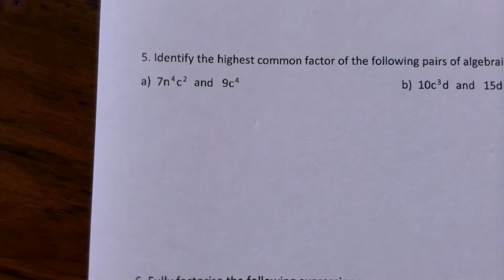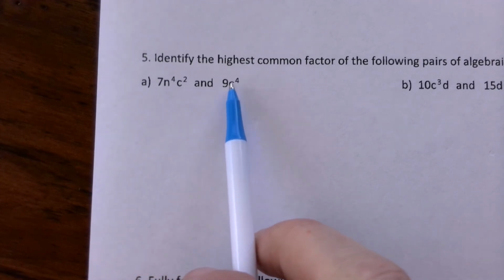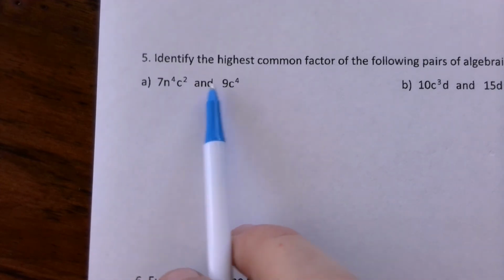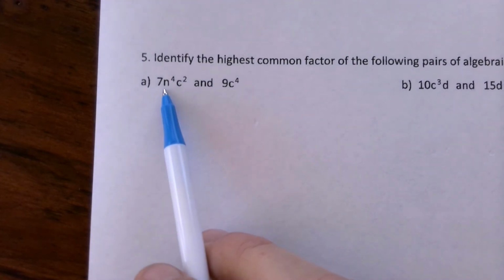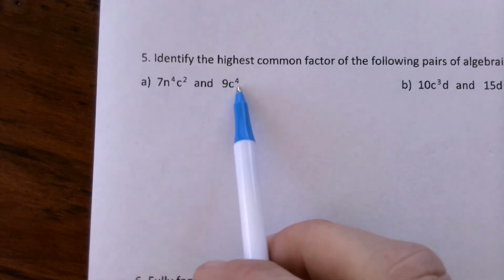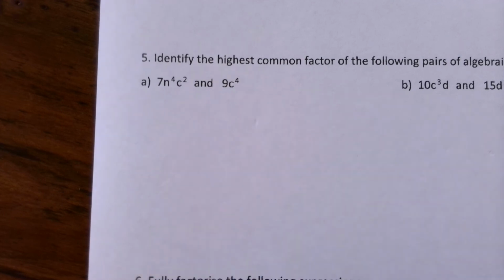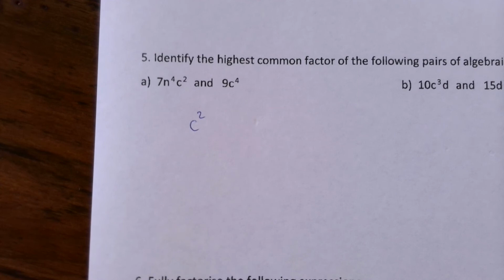Question 5 is about finding the highest common factors. Now this is more useful for question 6 when we've got to factorise expressions. But what we're doing is we're going through here and we're trying to find common factors. Now I can see that the only common factor of 7 and 9 is 1. Okay, this one's got n's but this one doesn't. This one's got c's and this one's got c's. So we can take c squared out, and that will be our highest common factor. That's the number that can be multiplied into both of those.